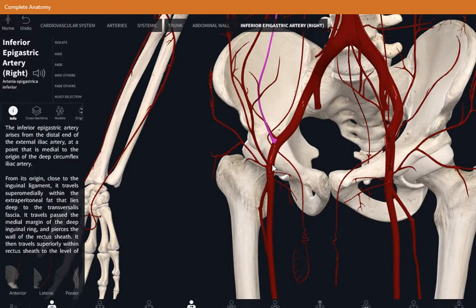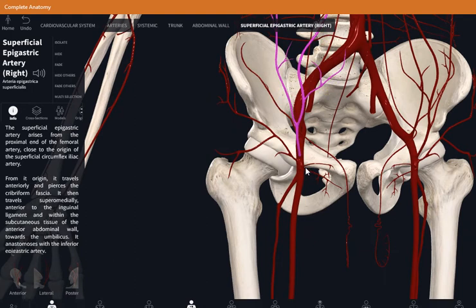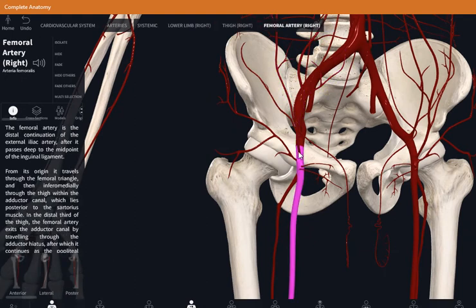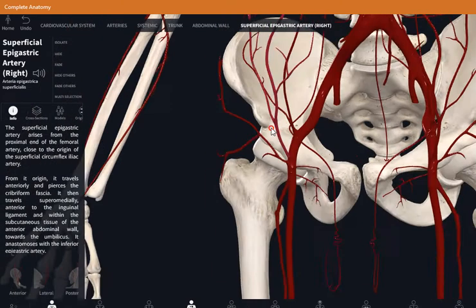Now as it descends and passes through the ligament, you are going to form this other artery here, the superficial epigastric artery. It is formed from the femoral artery, because at this zone it has not yet really passed that particular ligament. So here at this point the femoral artery is going to form its first branch, the superficial epigastric artery.